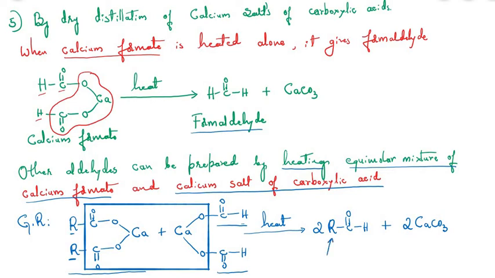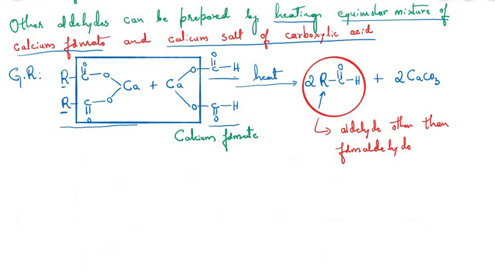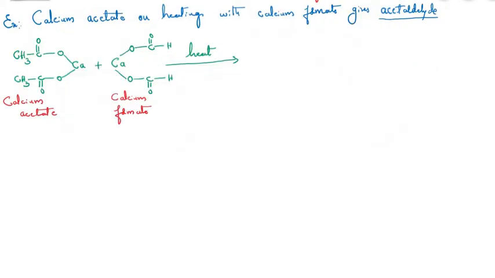If R is equal to CH3, it becomes what? Acetaldehyde, right students? So I have written here this is calcium formate and the product is nothing but an aldehyde, but it is other than formaldehyde. So in the next example students, calcium acetate on heating with calcium formate gives acetaldehyde. So therefore we have to use two different types of calcium salts of carboxylic acid. So first one is calcium acetate, which has been written here very neatly, and this is treated with calcium formate now, right?